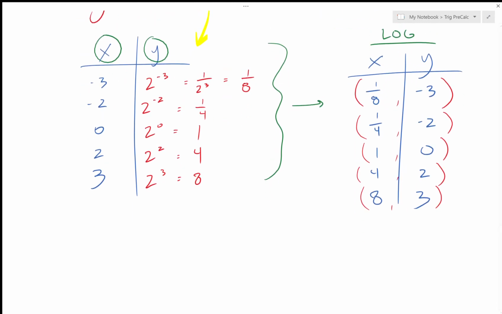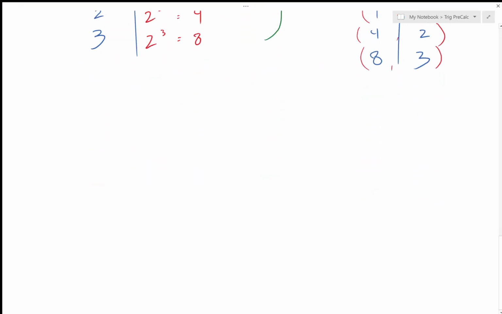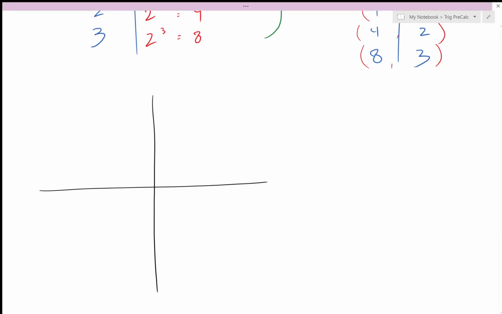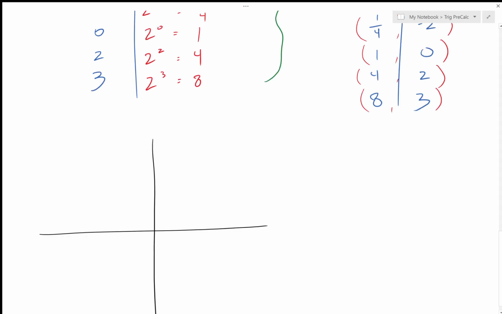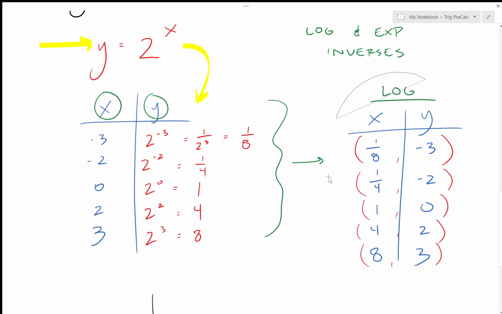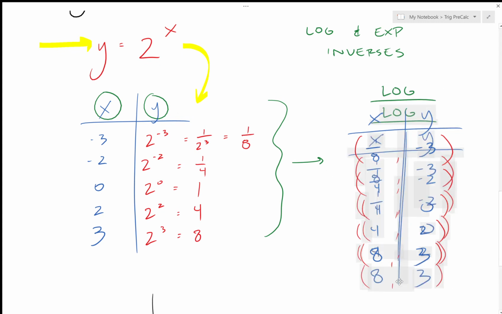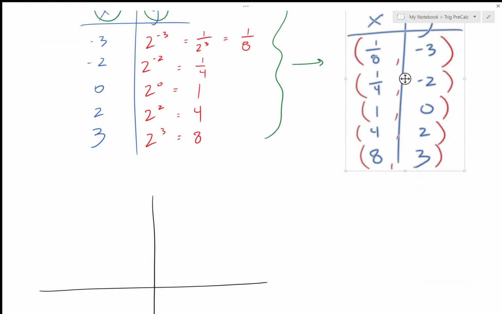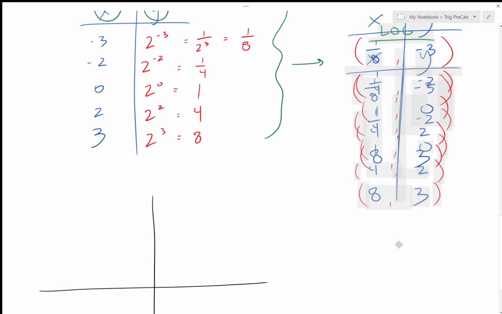Okay, so I'll go ahead and create a coordinate plane here, and I'm actually going to grab these points and bring them down so we can see them next to the graph here.